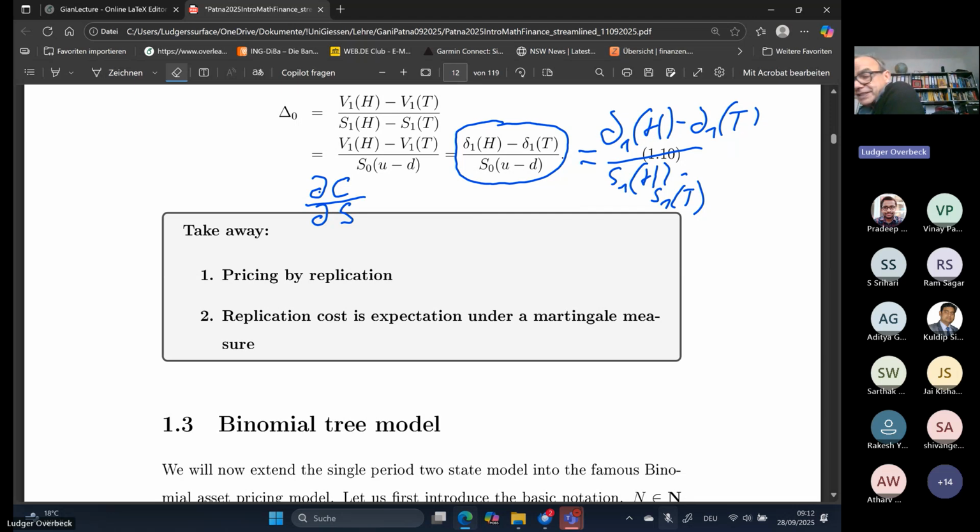What's the difference in the underlying asset? And you compare it. If this change appears in the underlying asset, what is this change appearing in the call price? But of course, you don't know the call price. But at time one, you just know it.